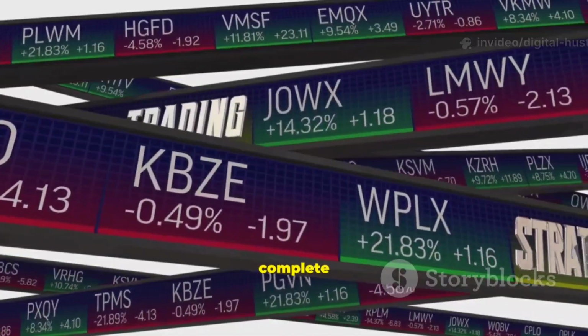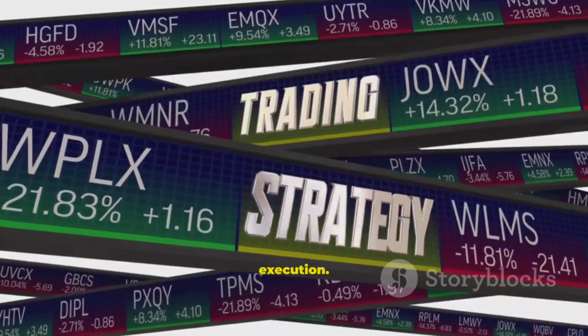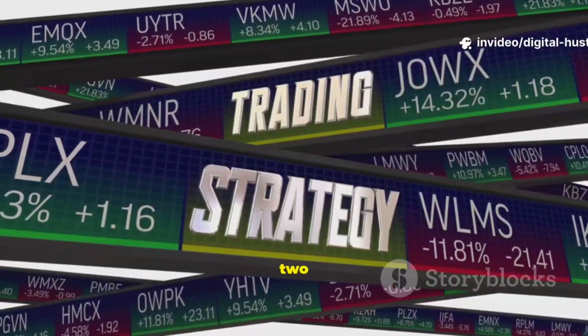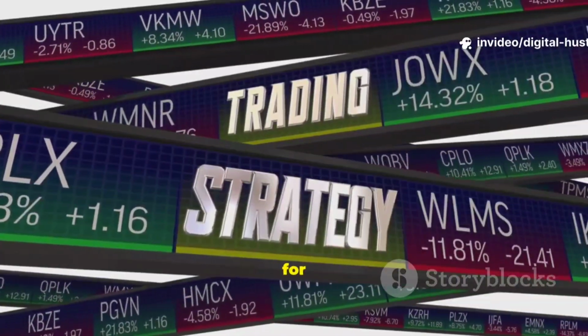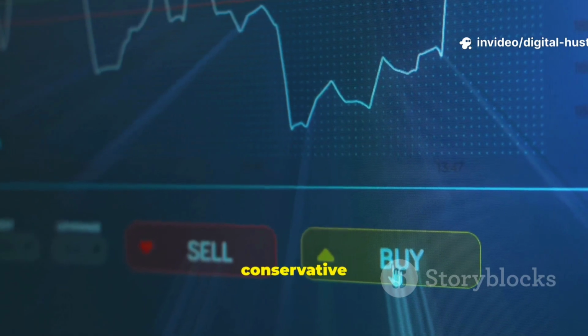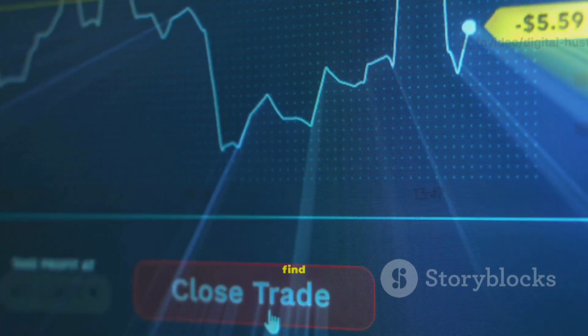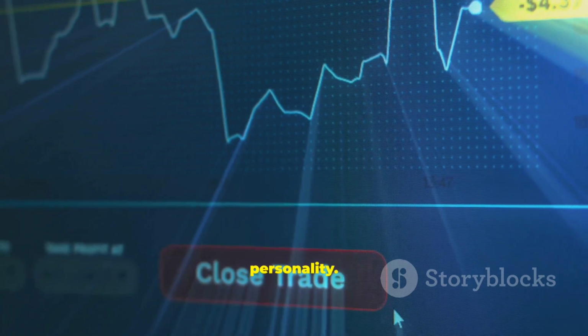Alright, preparation is complete and your risk is defined. Now for execution. How do you enter the market when the charts go wild? We'll break down 2 battle-tested playbooks, one for the aggressive trader and one for the conservative operator. Neither is inherently better. The goal is to find the one that aligns with your trading personality.